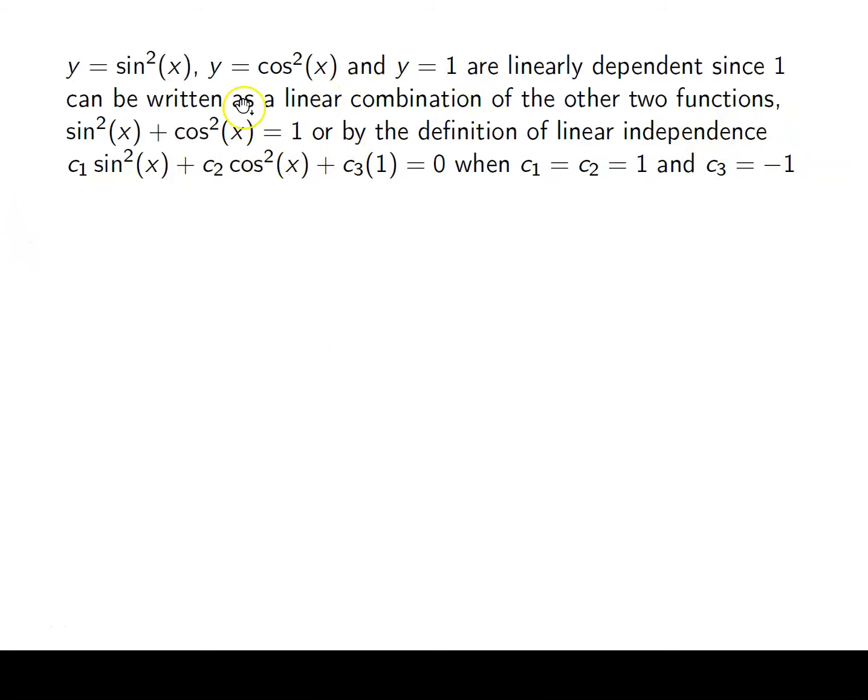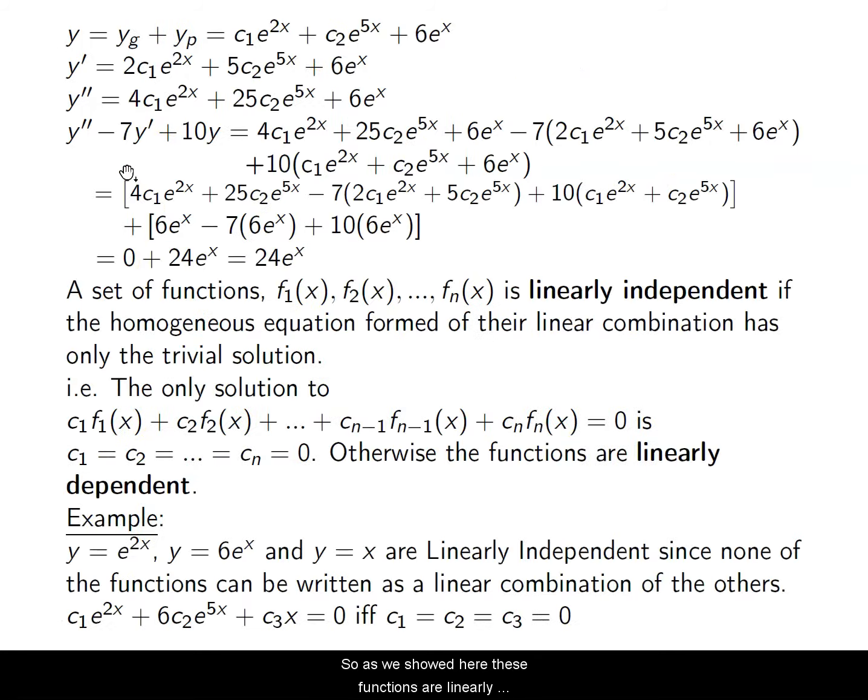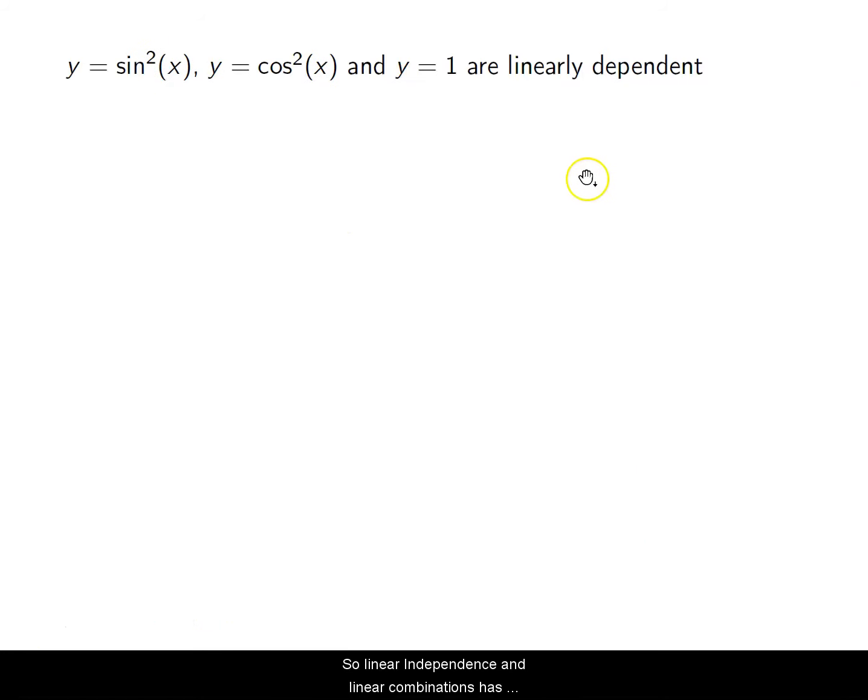And notice also that linear dependence and independence do not have to do with the type of function I'm using. As we showed here, these functions are linearly dependent, but they are not linear functions. This is not a line, this is not a line, this one is, but these two functions are curves. Yet their combination forms a linear combination. So linear independence and linear combinations have nothing to do with actually being linear functions or not.